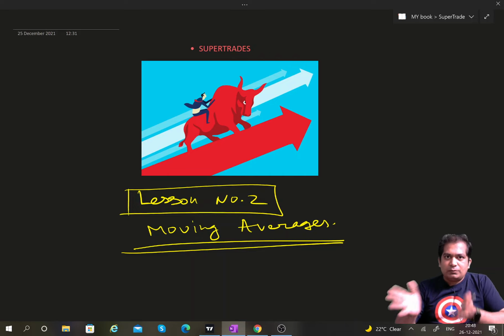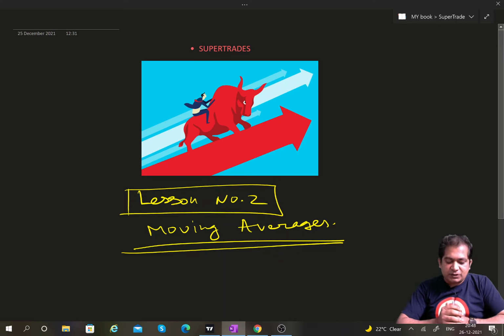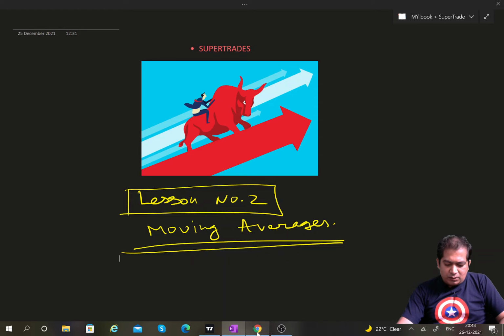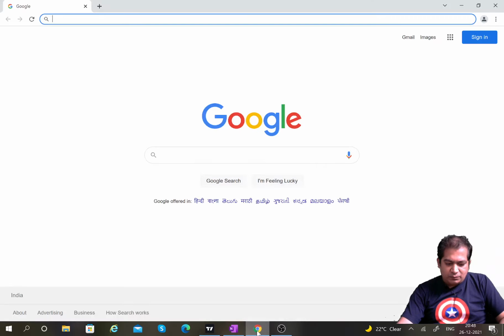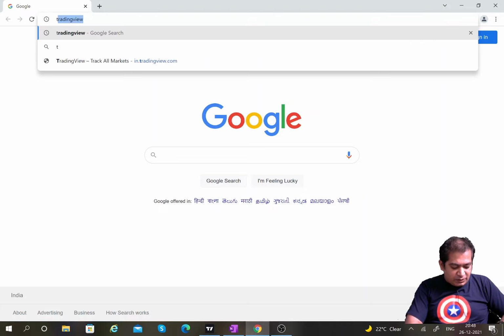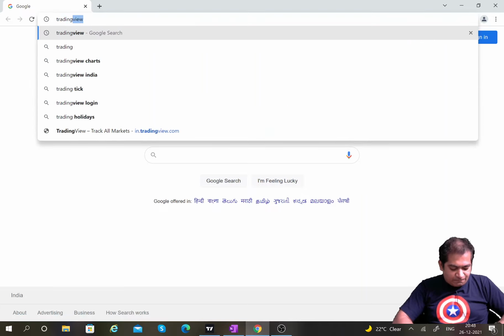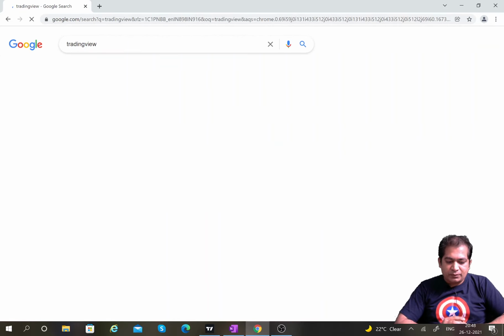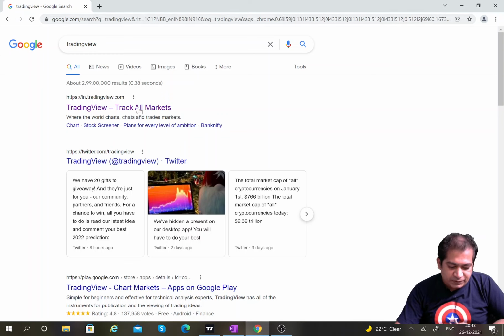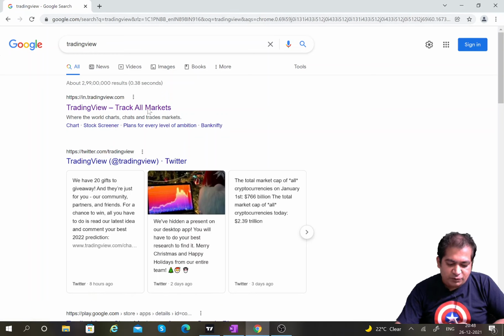How should I go about it? Where should I find it? How can I register to it? So I'll just show you how you can go to TradingView. Simply use any of your browsers, Mozilla or Chrome, and type TradingView and press enter.